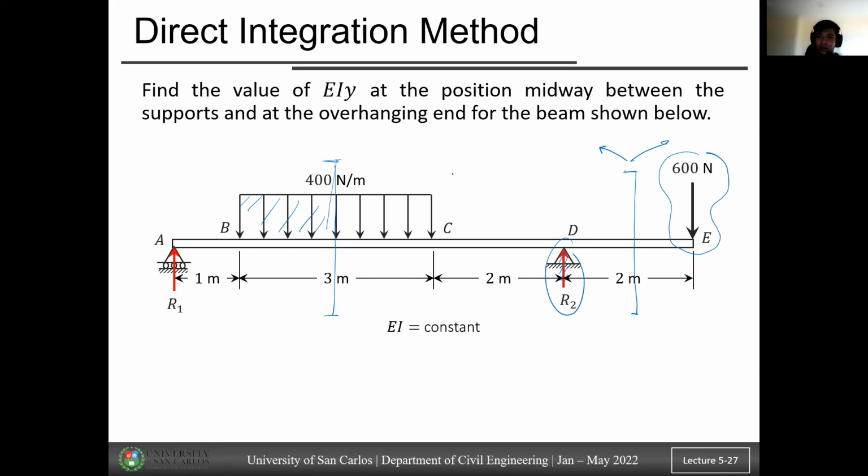So that's what you look at first. Take moments about the left, so meaning take moments here, towards the left and also towards the right, to include the moment on the right side.